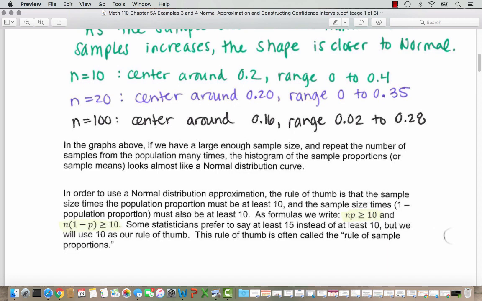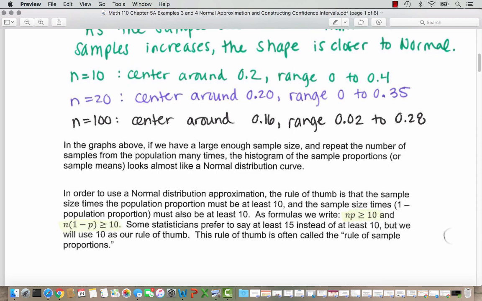So in order to use a normal distribution approximation, our rule of thumb is that the sample size times the population proportion must be at least 10, and the sample size times 1 minus the population proportion must also be at least 10. So as formulas, we write n times p is greater than or equal to 10, where n is the sample size and then p is what we expect the population proportion to be. And the other formula we have to check is that n times 1 minus p is greater than or equal to 10. So our sample size times everything else that's not that proportion we're studying.